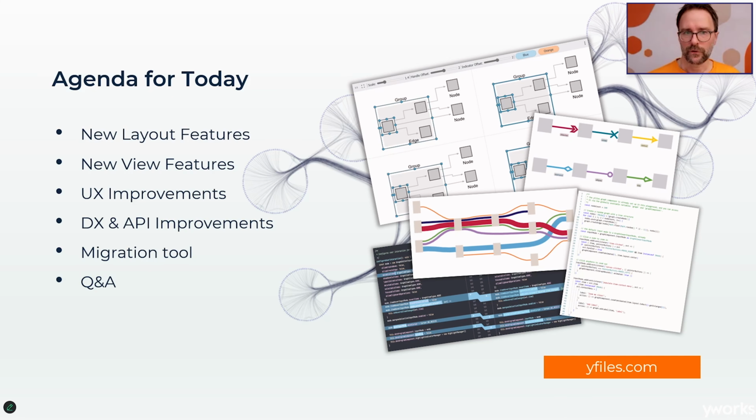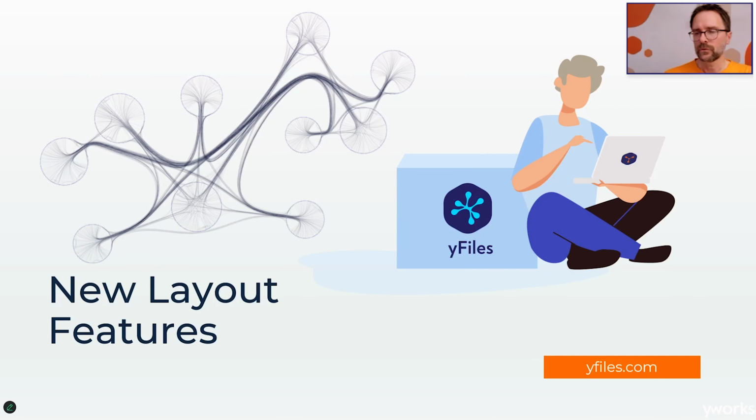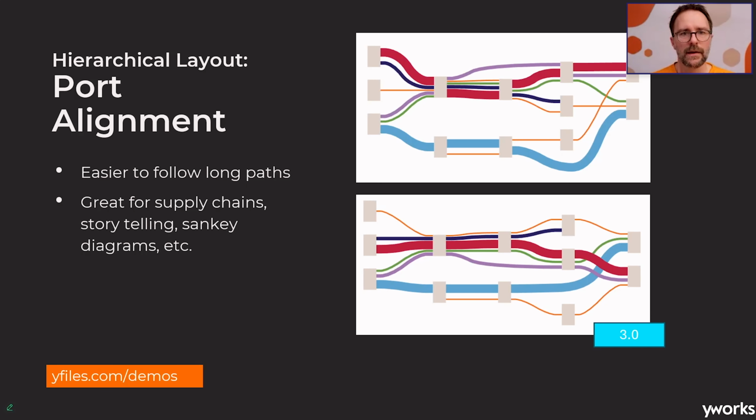So without further ado, let's go to the new features in the layout algorithms. So the most prominent and most sophisticated layout that we have in yFiles is called the hierarchical layout. And this one got a new feature, and this is called port alignment. So what is this? In this example over here, you see two examples.